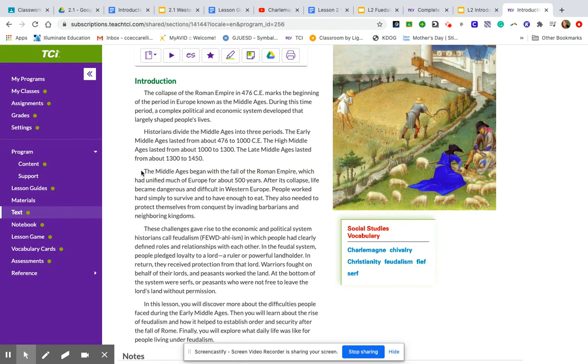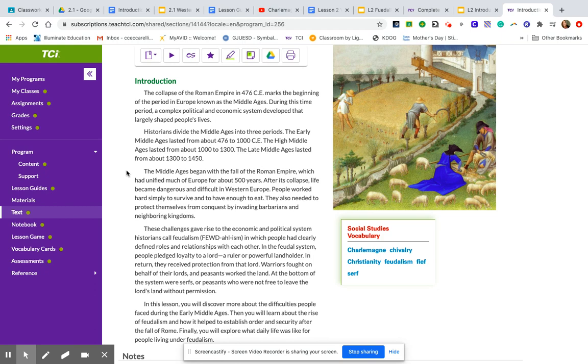Paragraph number 3. The purpose for reading paragraph number 3, we want to find out, why was life dangerous and difficult in Western Europe? The Middle Ages began with the fall of the Roman Empire, which had unified much of Europe for about 500 years. After its collapse, life became dangerous and difficult in Western Europe.